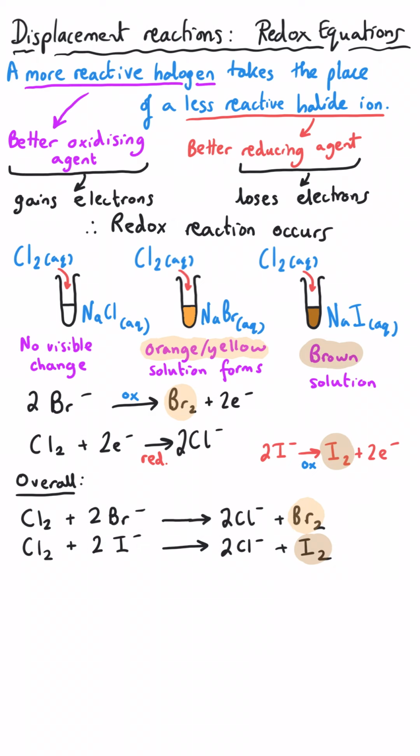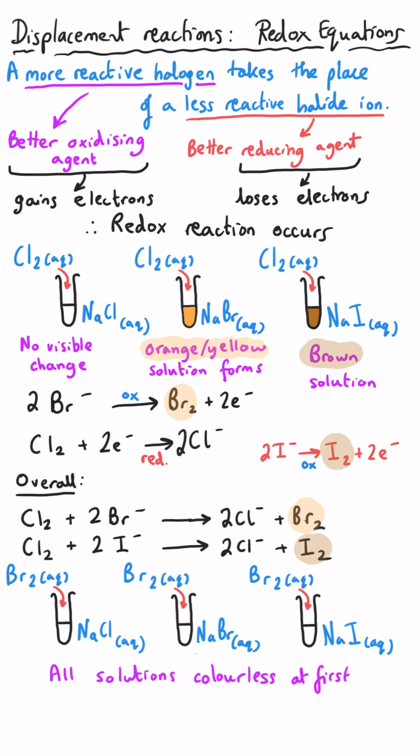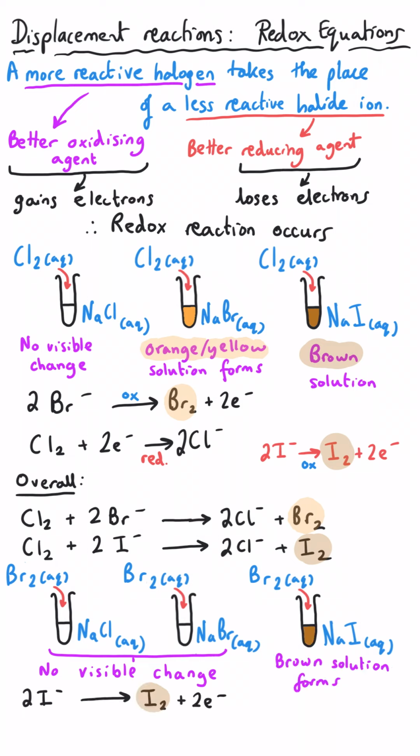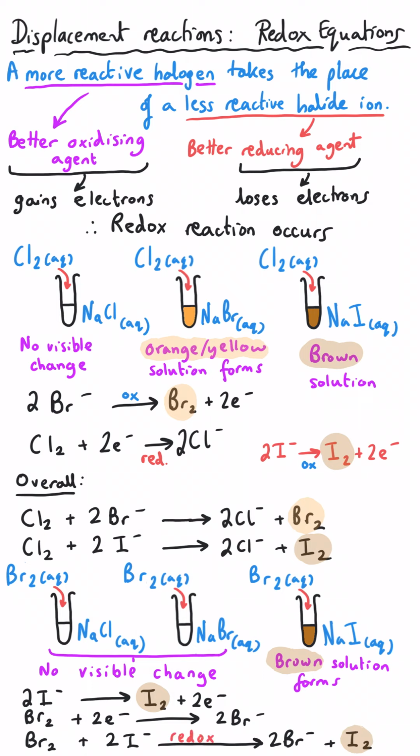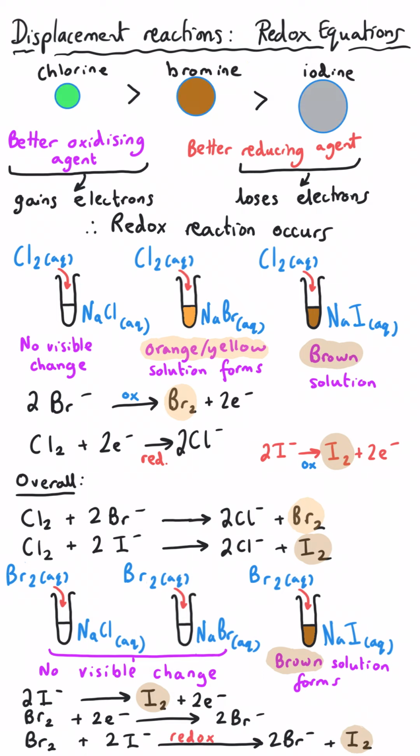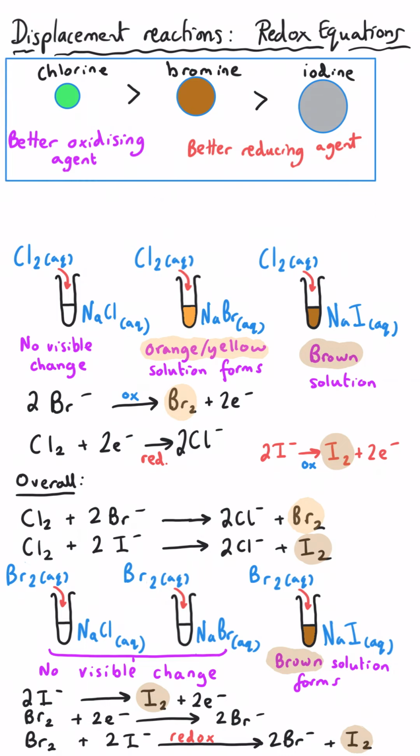And then we could do the same thing by adding bromine water to the same three samples, sodium chloride, sodium bromide, sodium iodide. We wouldn't expect anything to happen for sodium chloride or sodium bromide, but we would expect the brown solution again to form for the iodide for the same reason. The iodide gets oxidized to I2 and the bromine would get reduced to Br-, and so these two half equations would combine to give the overall equation that looks really similar to the situation for chlorine. And so what we've proven so far is that chlorine is a better oxidizing agent than both bromide and iodide, and Br2 is a better oxidizing agent than the iodine.